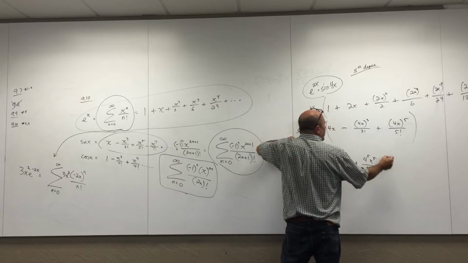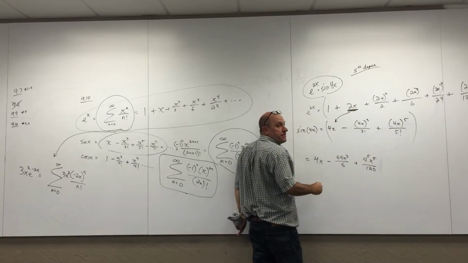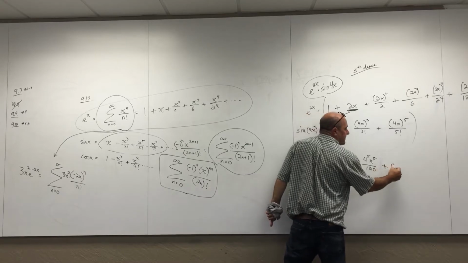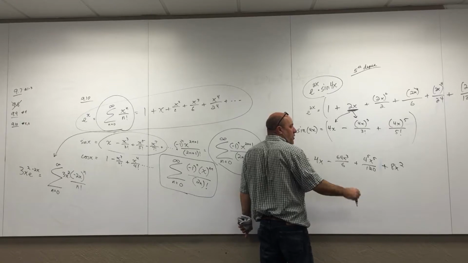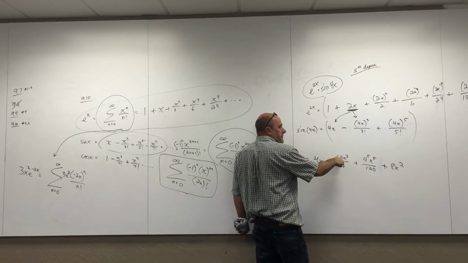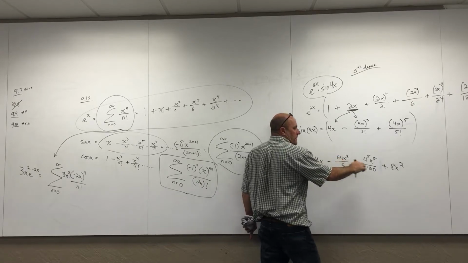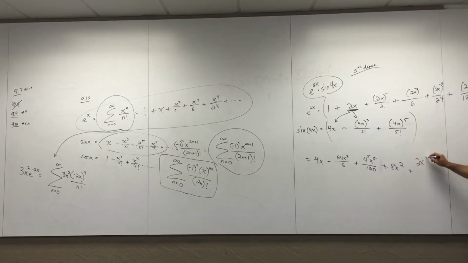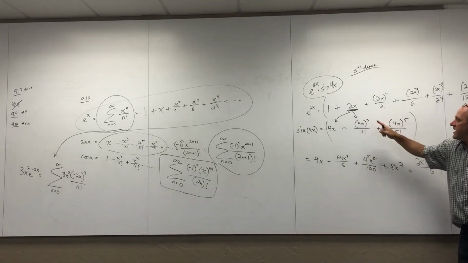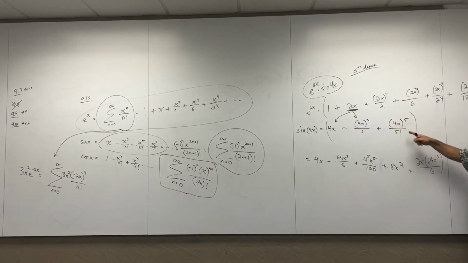Watch this. Can you do the 2x times him? 8x squared. Oh, by the way, that was him. 2x times him. It's 2x times 64x cubed over 6. You guys okay? Are you guys okay? 2x times him. Here we go. Anybody want to do that?